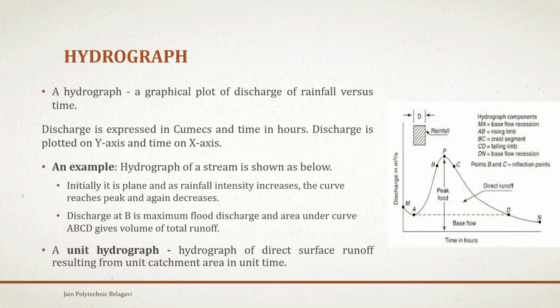Sorry, that was wrong. On the x-axis we will be showing the time in hours, and on the y-axis we will be showing the discharge in meter cube per second or cumecs. An example of this hydrograph is a stream. Initially it is plain, and as rainfall intensity increases, the curve reaches a peak and again decreases.